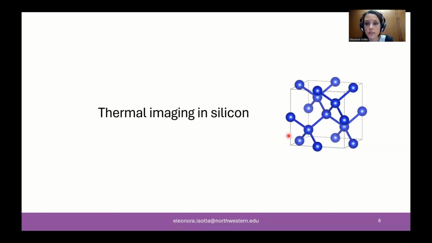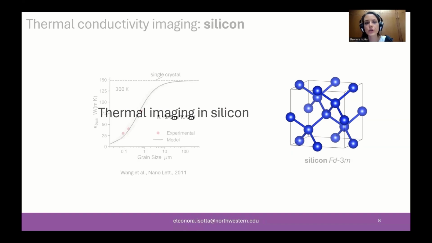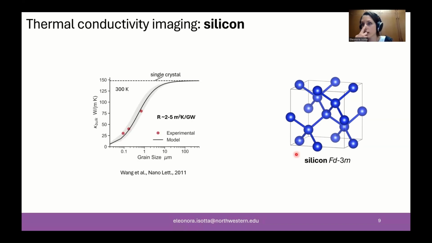Okay, but let's move on to what is the core content of this article, that is thermal imaging in silicon. We're interested in silicon specifically because it's a material with a number of technological applications, and because grain boundary effects are supposedly very strong. For example, from the data in this article, we can see that if we introduce a grain size in the order of hundreds of nanometers, we should expect a strong suppression in the bulk thermal conductivity, almost up to 1 order of magnitude. And this should correspond to a thermal resistance of the grain boundaries in the order of 2 to 5 meter-square Kelvin per gigawatt.